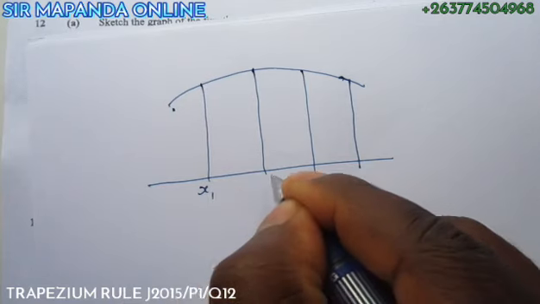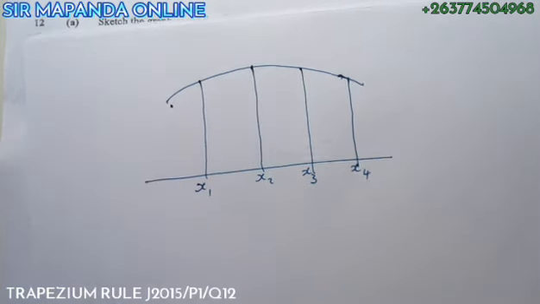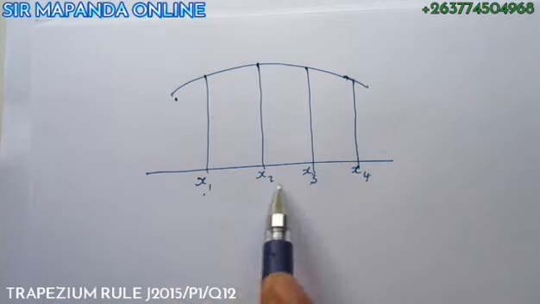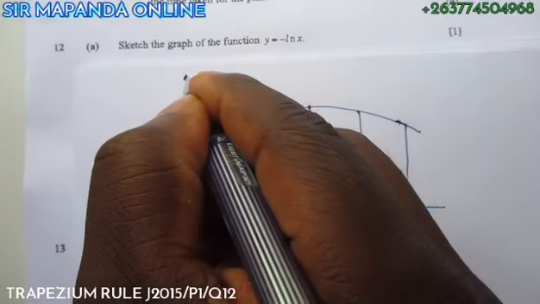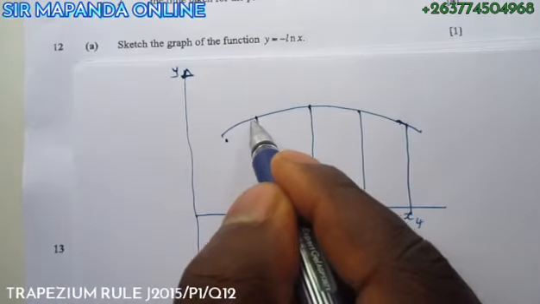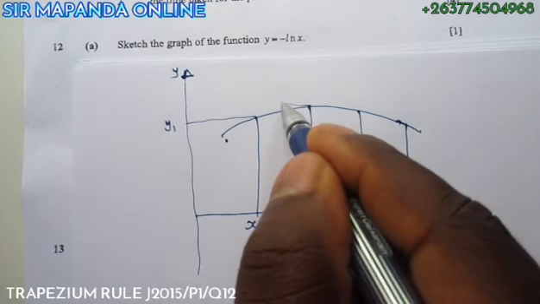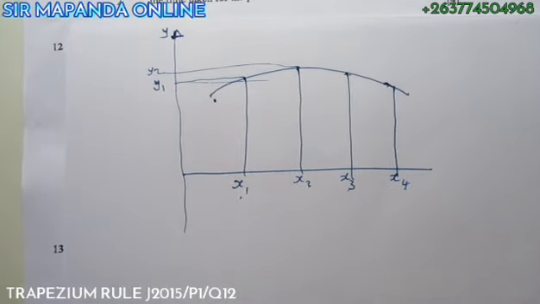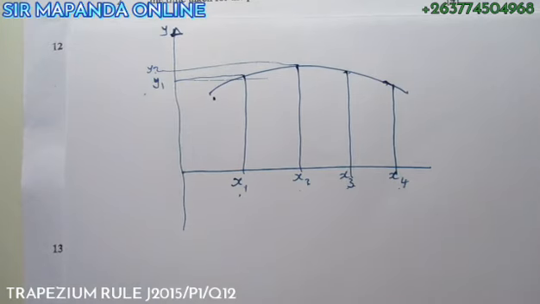Right. This is x1, x2, x3, and this is x4. x1, x2, x3, and x4, we refer to them as x ordinates. And if you have y-axis, x1 produces y1, x2 produces y2, x3 produces y3, and so on. So y1, y2, y3, y4 represent y ordinates, and x1, x2, x3, x4 represent x ordinates.